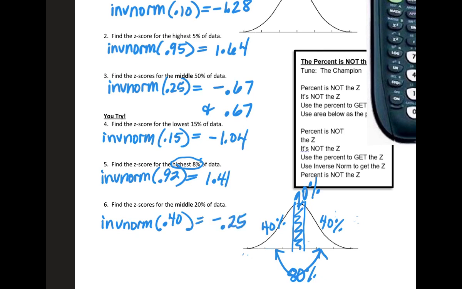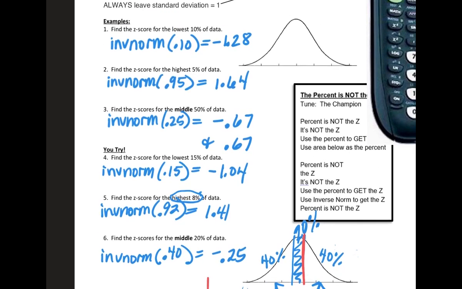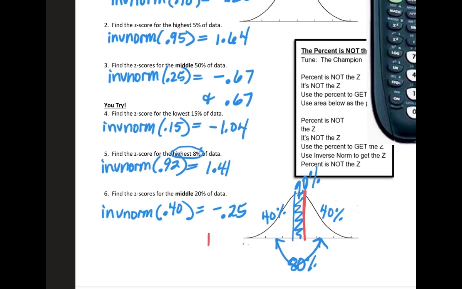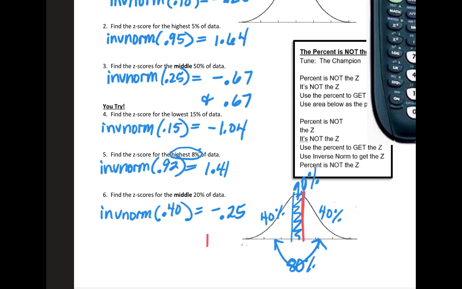0.25. And so then what did I tell you about this right-hand side? It will be this positive version that we have right here at the top. So positive 0.25. Okay, positive 0.25. All right, so there is how you do your inverse norms.